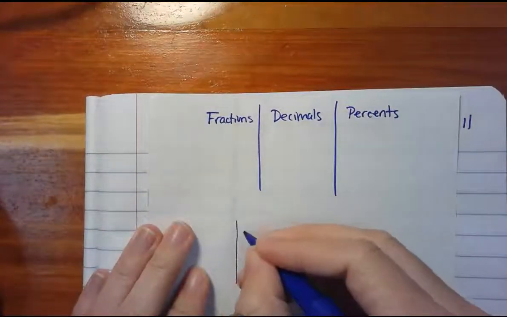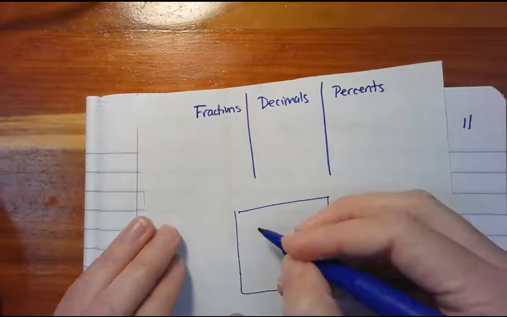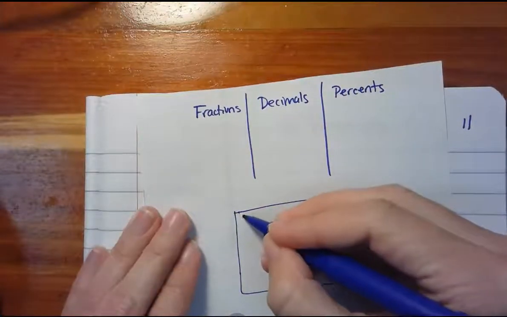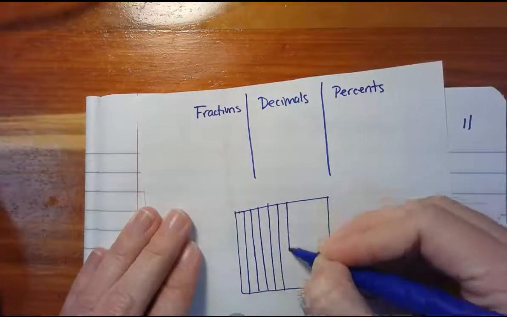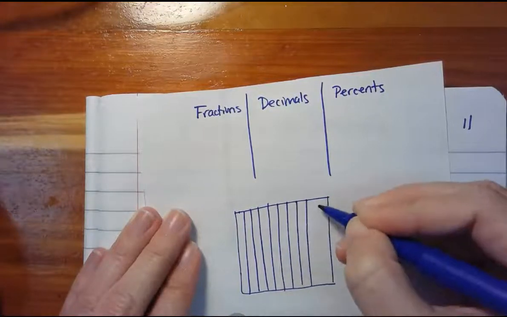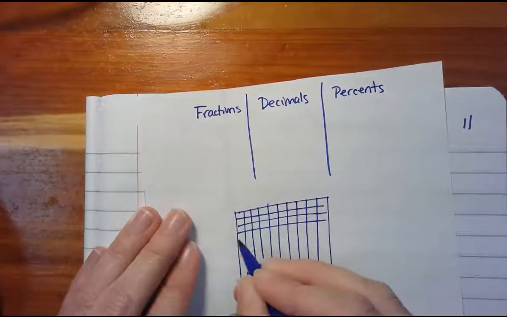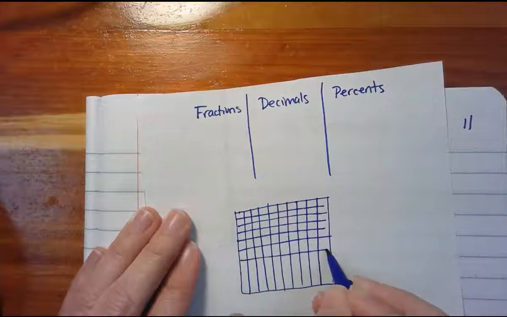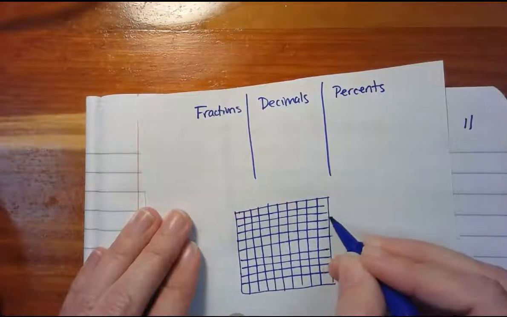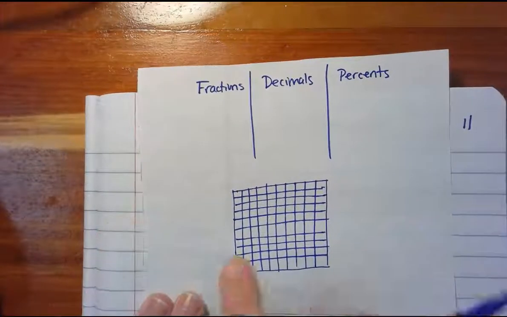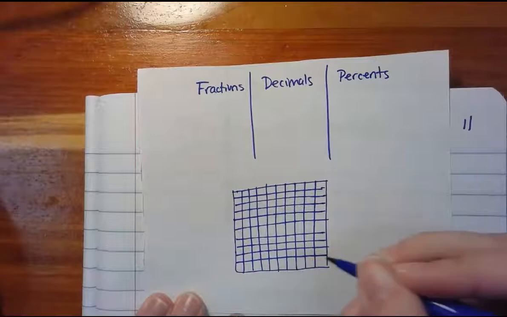So maybe you have seen a 10 by 10 grid. You probably did these when you were in elementary school, so it looks something like this. A 10 by 10 grid, so if we count up the side, there's 10, across 10, which means that there's 100 total squares here.